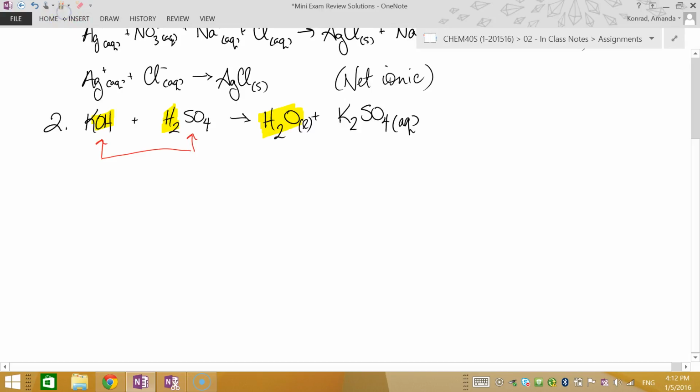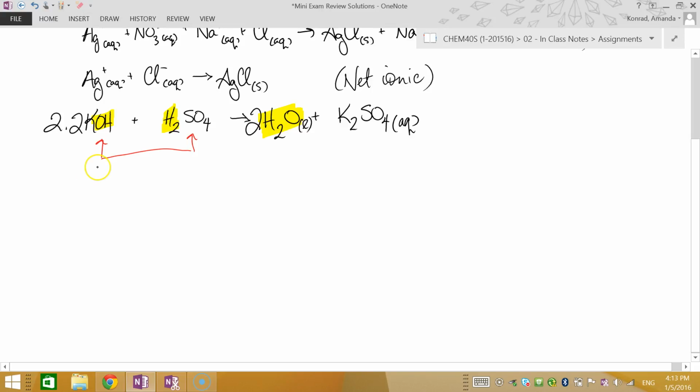We do have to balance this before we can do any sort of concentration calculations. So I look at 2 potassiums over here and I need 2 over here. Then the sulfate ion hasn't changed. I haven't changed the number of them, so that can stay the same. And then I can count my oxygens and hydrogens here, and I can see I need 2 water molecules on the product side.